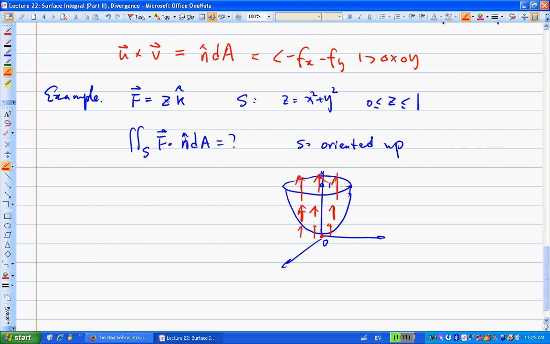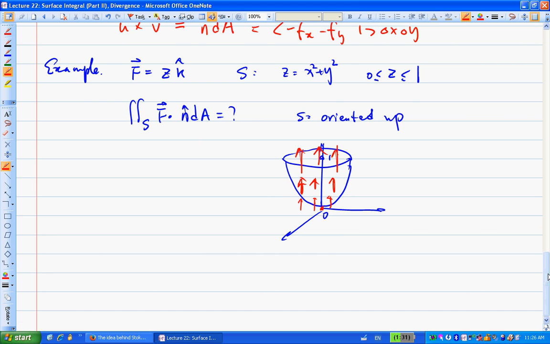So now let me ask a question. What do you think the result of this flux is? Do you think it's going to be positive, negative, or 0, or you don't know? It's positive, right? Because I said it's oriented up, that's why it's positive. But if I said S is oriented down, then the flux is going to be a negative quantity. So it's going to be positive. Let's calculate this one using what we just learned.